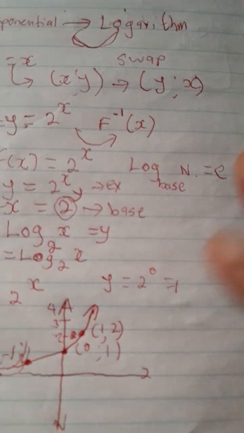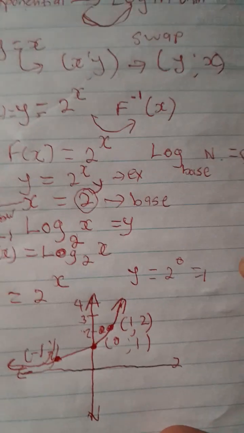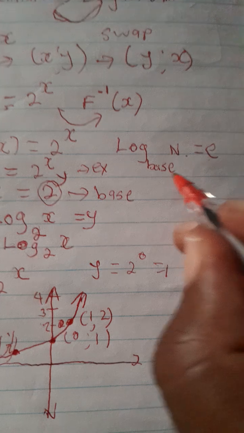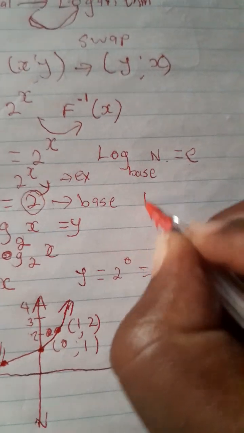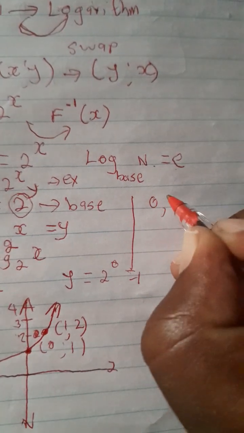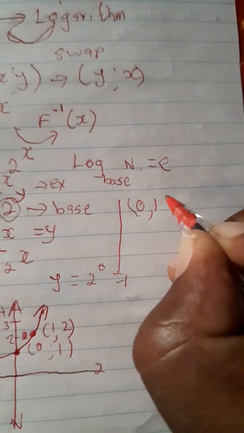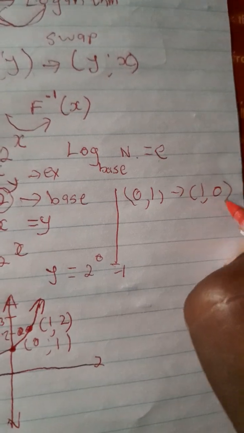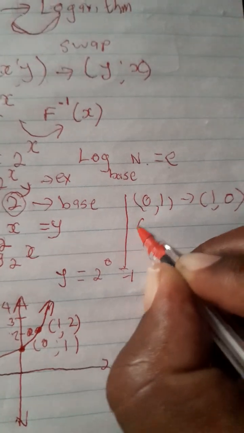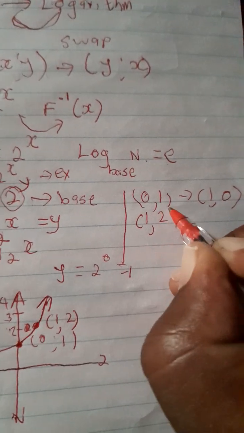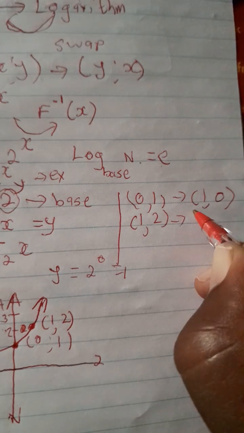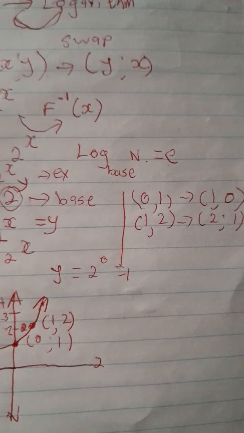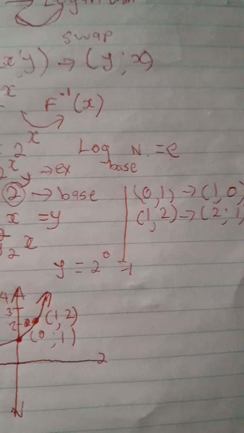Someone might ask, Mr. Richard, how do we find the inverse? Remember, your first coordinate there, you're given as 0 and 1, right? So the inverse of 0 and 1 will be 1 and 0. We also have 1 and 2. The inverse of this will be 2 and 1. You swap the coordinates. This is how you find the inverse for you to draw another graph.